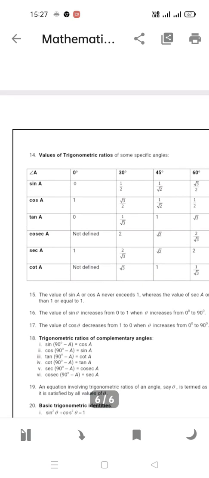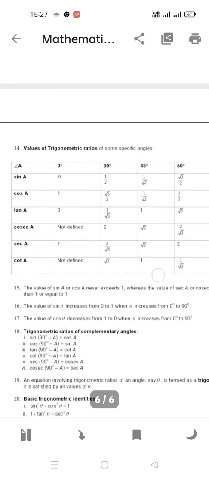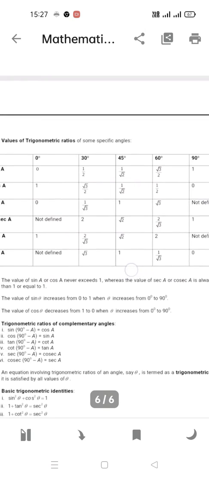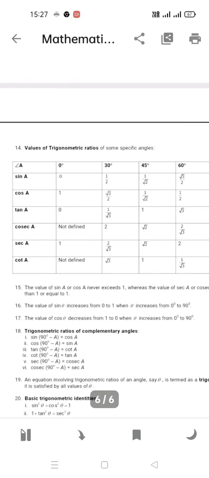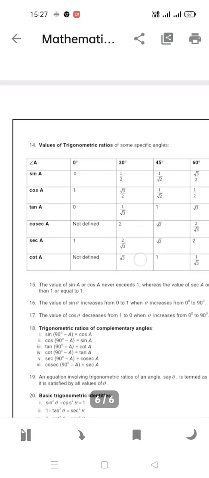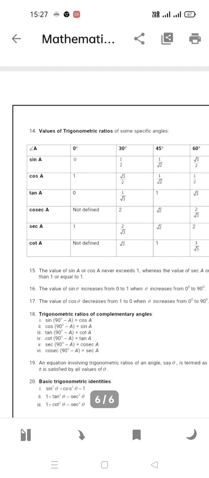Next is cosec. Cosec will be the opposite of sec. Opposite of sec will be your cosec. And cot, what about cot? Cot will be the opposite of tan.